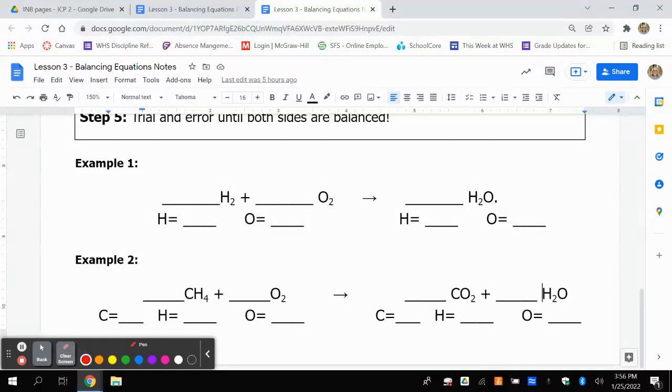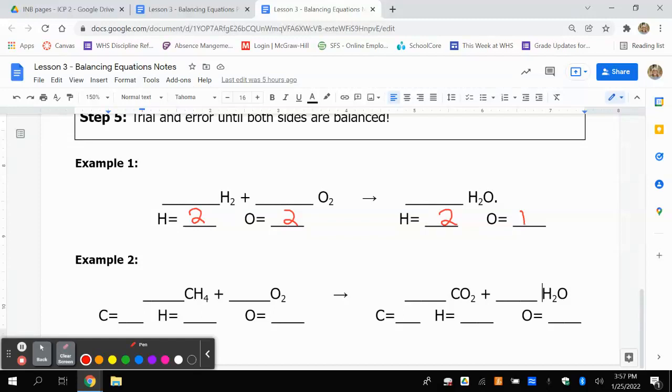In example 1, we have H2, hydrogen, plus oxygen react to form H2O. Okay? So we start by counting the number of atoms in our reactant side. We have 2 hydrogen and we have 2 oxygen. Those are both diatomic, so they show up as H2 and O2. Then we count it over here. We have 2 hydrogen atoms and only 1 oxygen atom.